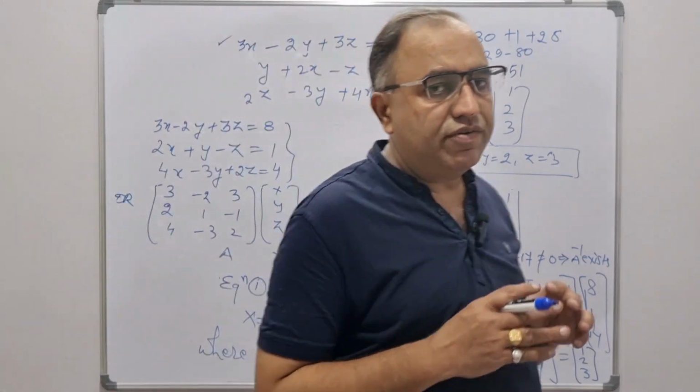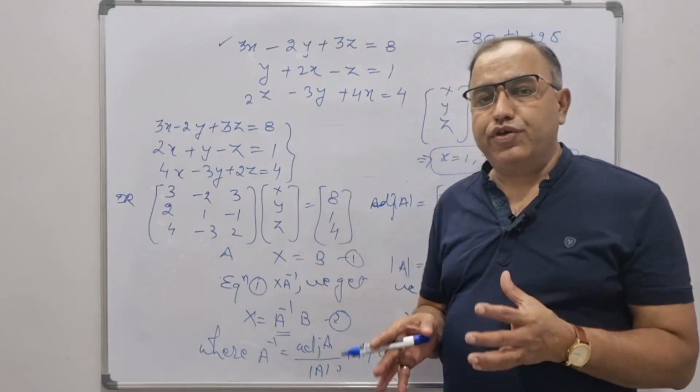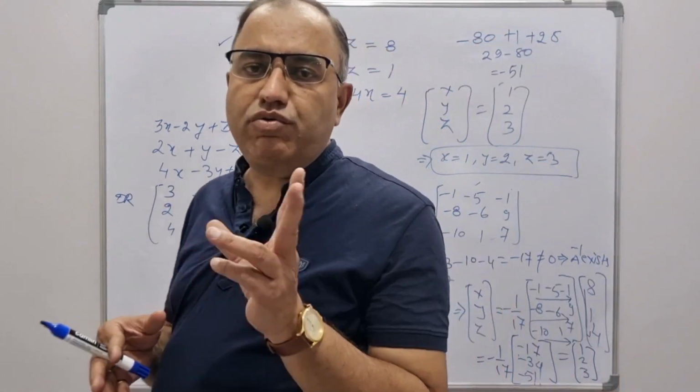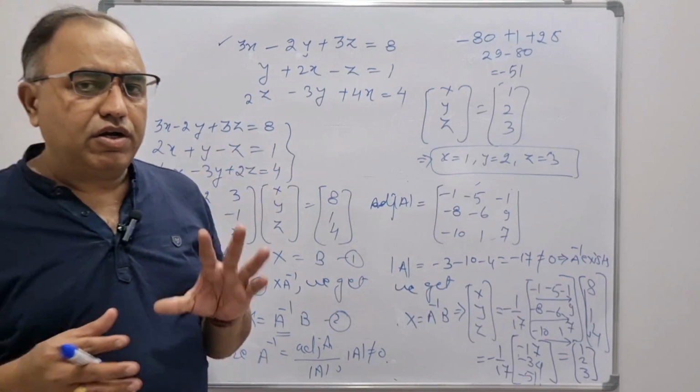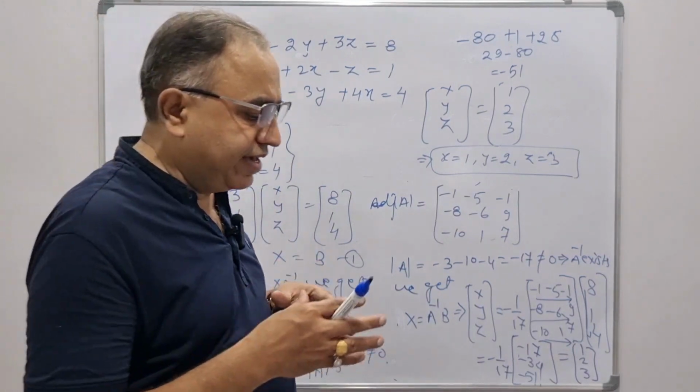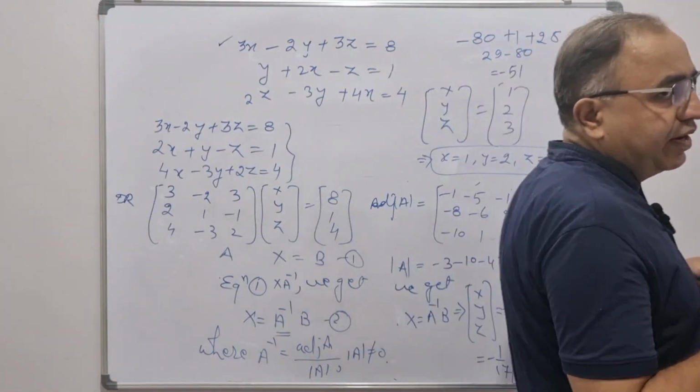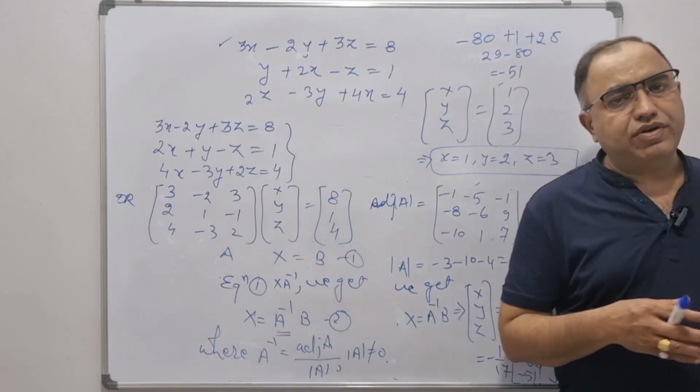So A inverse exists only when determinant A is not equal to 0, and on this basis we have defined 2 types of matrices: singular and non-singular. When determinant of A is 0, it is called a singular matrix. When determinant A is not equal to 0, it is called a non-singular matrix.